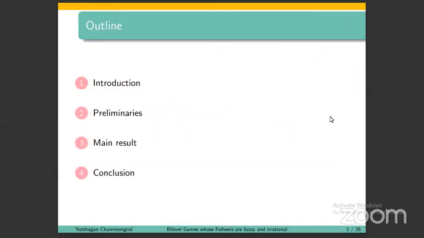In this outline, I will divide the talk into 4 parts. The first part is introduction. The second part is preliminary. The third part is main result. And finally, conclusions. In the introduction, I will start with Nash equilibrium and the concept of Nash equilibrium.